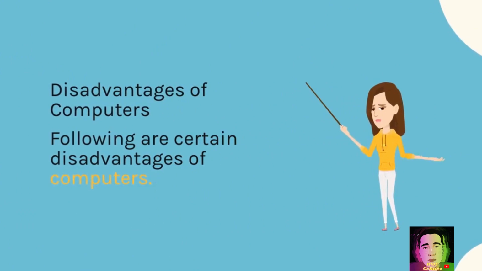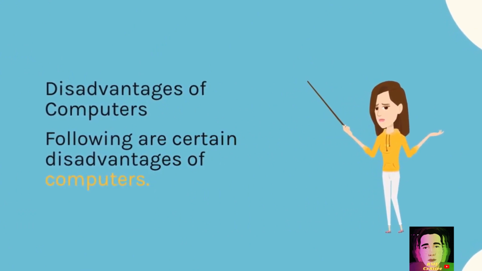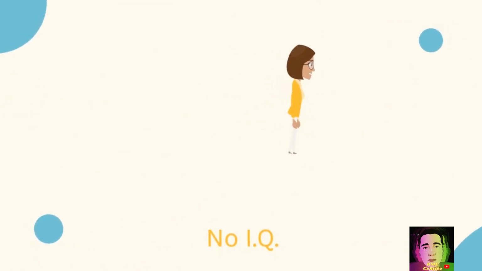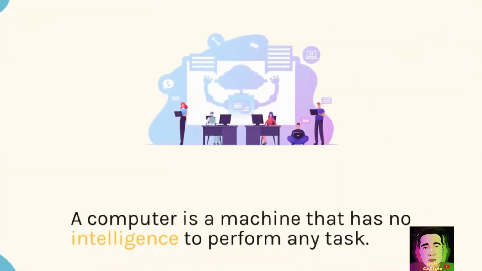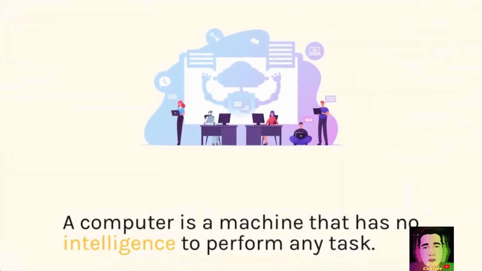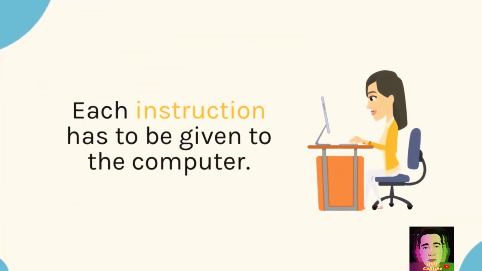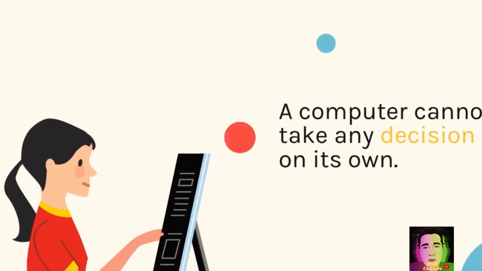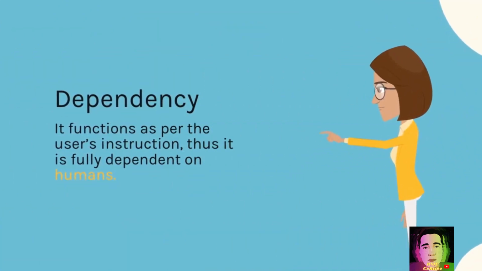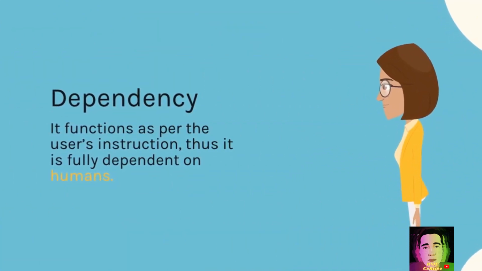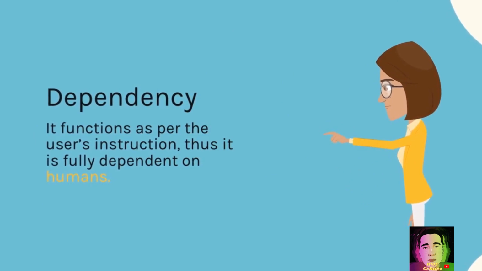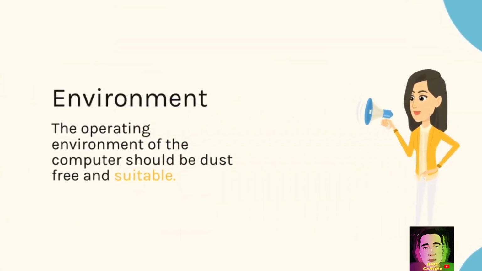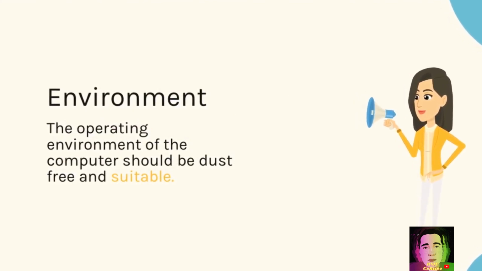Disadvantages of computers. Following are certain disadvantages of computers. No IQ. A computer is a machine that has no intelligence to perform any task. Each instruction has to be given to the computer. A computer cannot take any decision on its own. Dependency. It functions as per the user's instruction, thus it is fully dependent on humans. Environment. The operating environment of the computer should be dust-free and suitable.